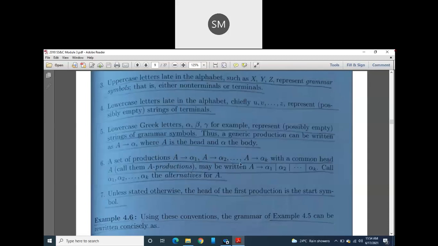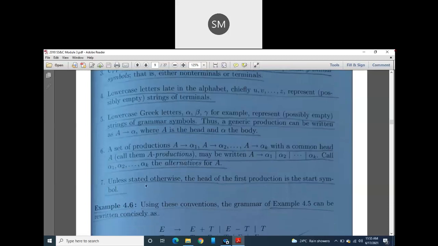Then instead of writing all these productions in separate lines, n number of lines or k number of lines, in only one line we can write this production as A yields alpha 1 or alpha 2 or alpha 3 up to alpha k by using this pipe symbol. Here these alpha 1, alpha 2, and so on are called alternatives for A. It means you can replace A by alpha 1, or by alpha 2, or alpha 3, up to alpha k.